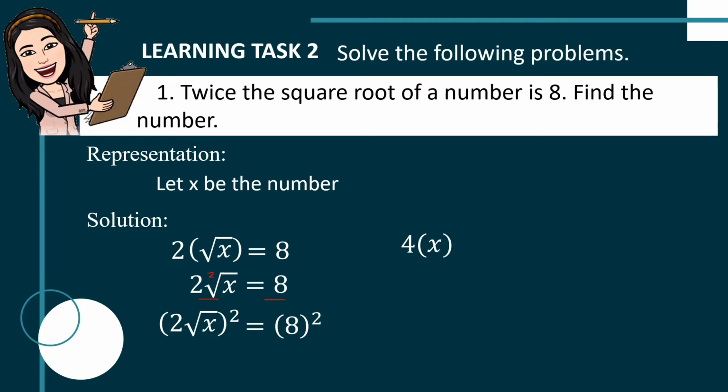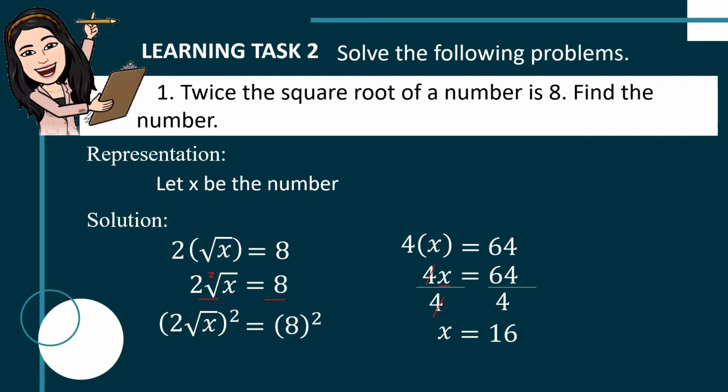Am I right? Okay. Kasi makakancel naman natin yung root at saka yung ating power na 2. And 8 times 8 is 64. So, 4 times x is equal to 4x is equal to 64. Now, in order to solve for the value of x, we need to divide both sides by 4 para ma-eliminate natin si 4 sa tabi ni x. So, therefore, si x natin is equal to what is 64 divided by 4? Okay, so that is 16. So, therefore, x is equal to 16.